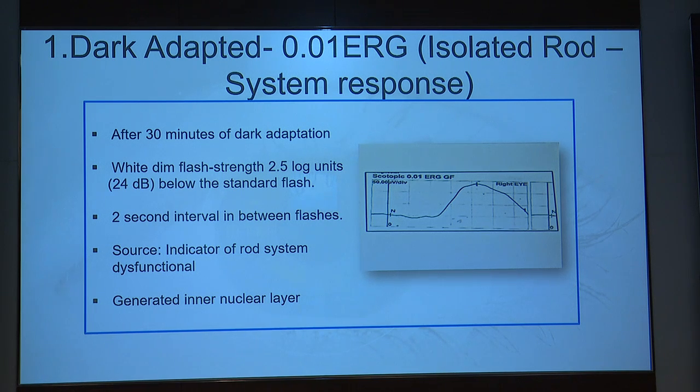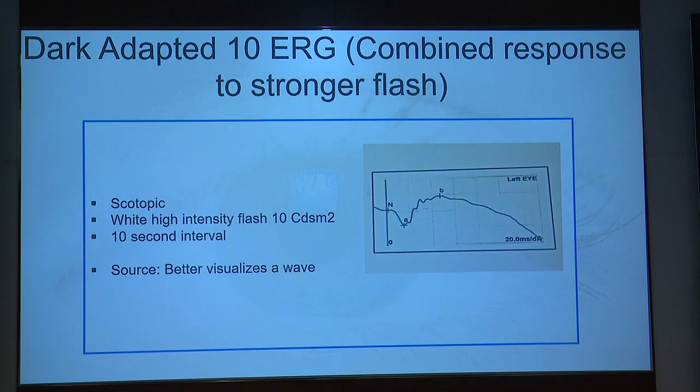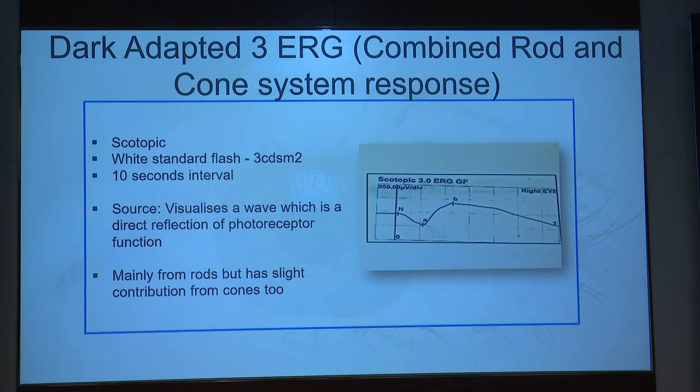And the source of the wave is from the rods, basically, and it generates from the inner nuclear layer. If you slightly increase the flashlight up to 3 candela, and the interval is 10 seconds, then you can see the A wave is a little better, but this is mainly from the rods and a little bit from the cones also, because the light is on the higher side.